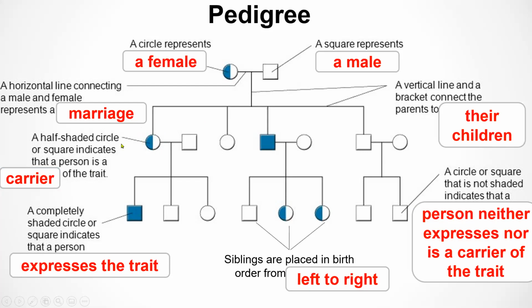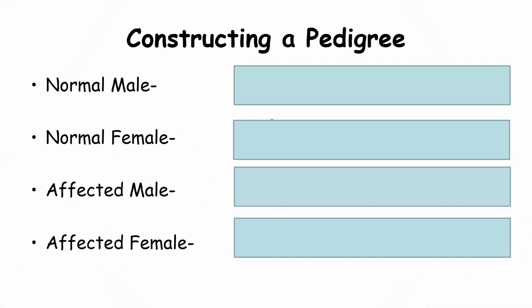You won't always see carriers illustrated in a pedigree. Sometimes the pedigree will only show you who fully expresses the trait, and then you'll have to determine who is a carrier. So just keep that in mind. This pedigree is showing a carrier, and you would be given a key if you were given a pedigree question. And if you don't see half colored in, that doesn't mean it's automatically dominant. It just means they might not be showing you carriers. So we got to know these symbols.